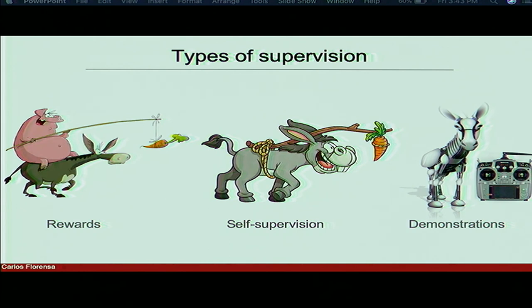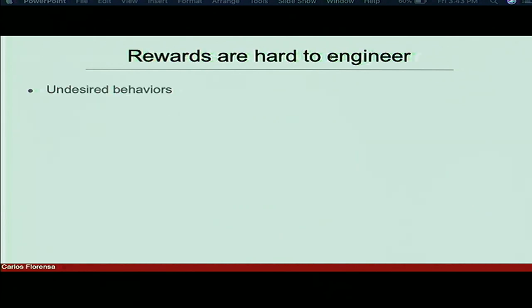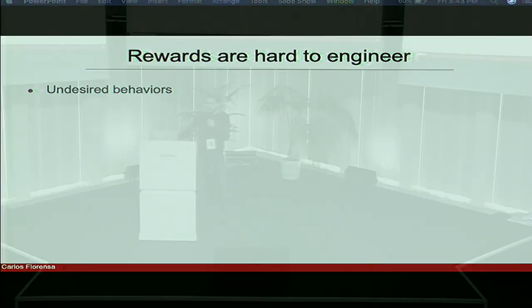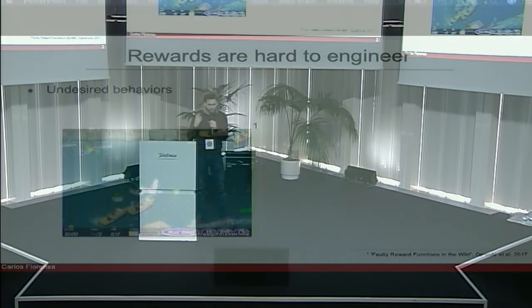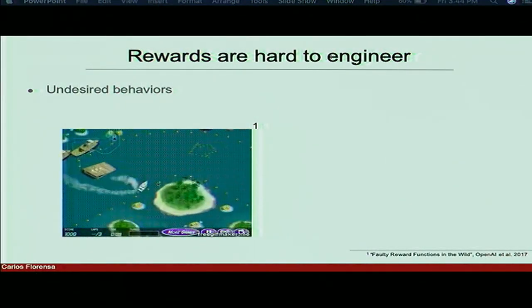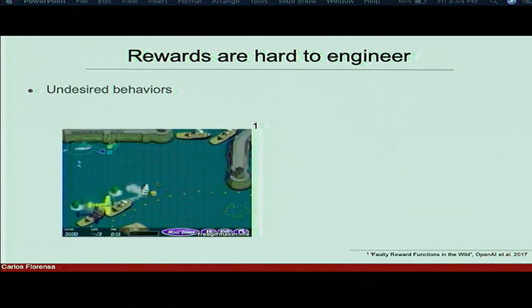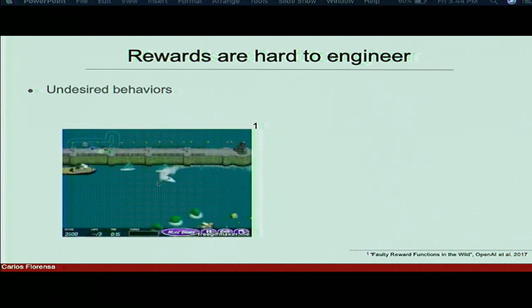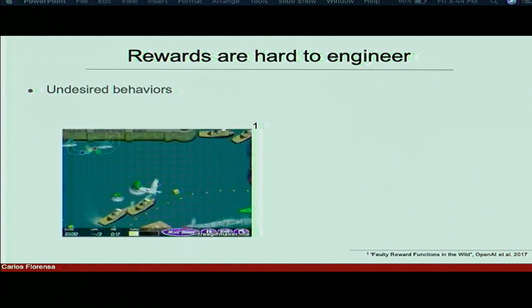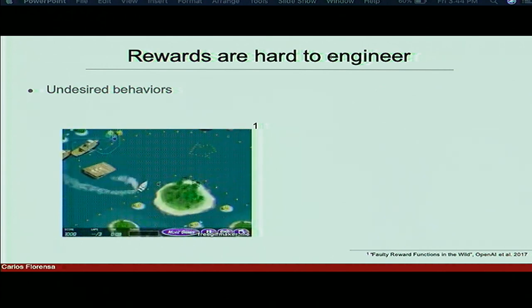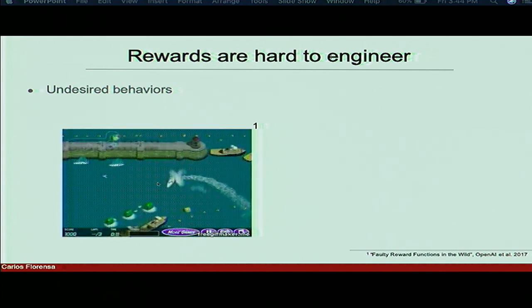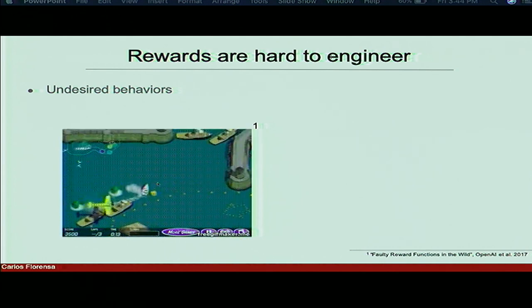So let's delve into why rewards are sometimes tricky to work with. First of all, they can lead to undesired behaviors. A simple example would be this game that OpenAI showed, where the point is to have this boat complete a circuit, but because there happens to be some rewards along the way, it prefers to just turn around here instead of actually completing the race. So this shows how sometimes engineering rewards is hard.